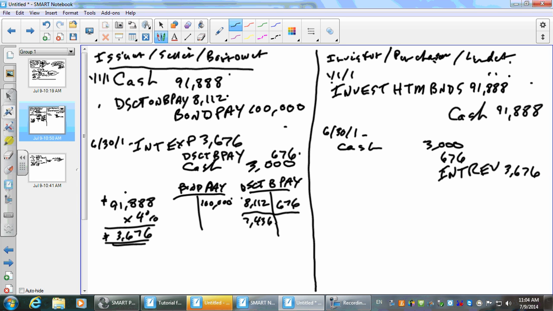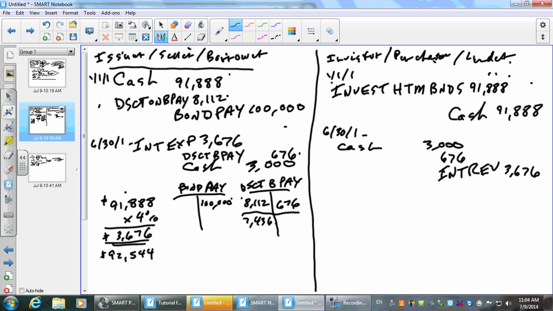We do this 30 times, we're going to get rid of the discount, and the carrying value is going to be 100,000. Okay, so what is that? What's that amount? And this is called amortizing the discount. We're getting rid of it. Amortizing it to where? Interest expense. We have 3,676 interest, not 3,000. Everybody agree? It's true, isn't it?